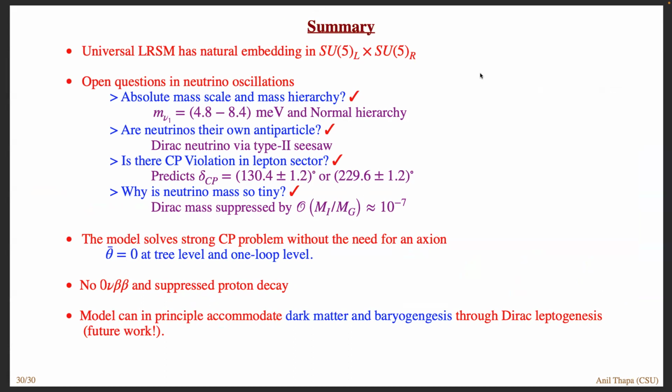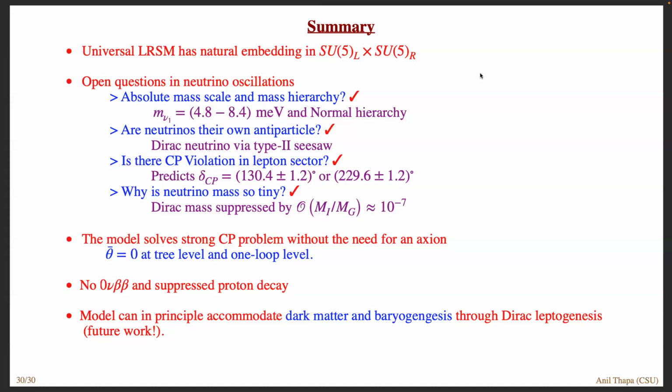Is there CP violation? It gives a prediction on delta CP to be 130. Why is neutron mass so small? I will tell you it's so small because it is suppressed by intermediate scale over GUT scale, which is already 10⁻⁷. The model solves strong CP problem. There is no need for an axion to solve strong CP problem. Theta bar is 0 at tree level and one loop order.